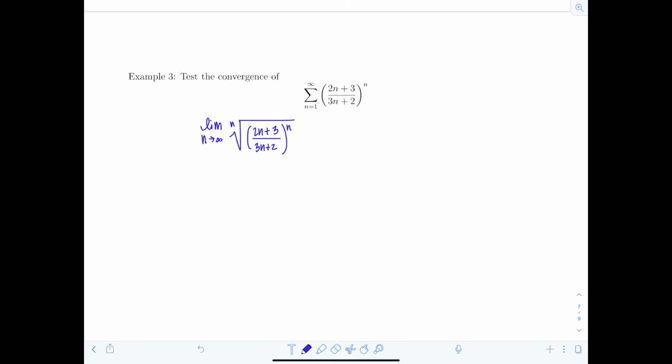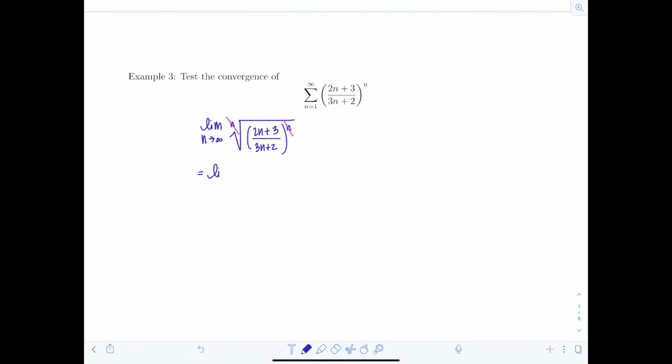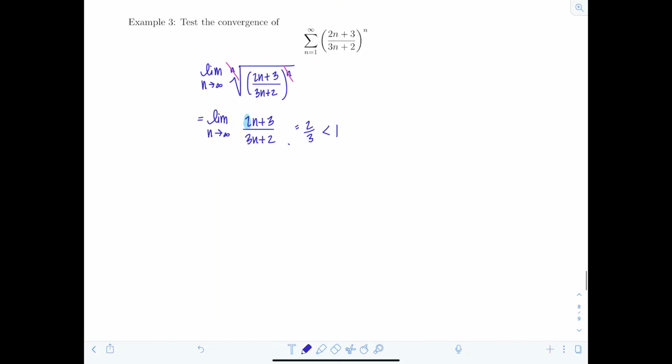Well, this is looking good already. The nth root and the nth exponent here are going to cancel out. So I just have the limit as n approaches infinity of 2n plus 3 over 3n plus 2. And compared to that last problem, this limit's a breeze. Highest degree in the numerator is 1, highest degree in the denominator is 1. So I'm just going to take the ratio of the leading coefficients. So that's 2/3. And yay, 2/3 is less than 1. We finally got one that's going to converge.